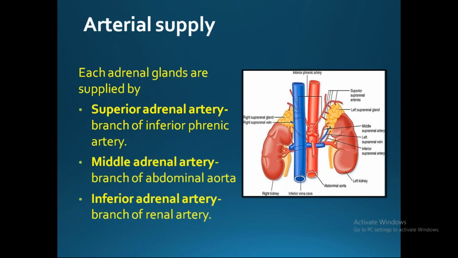Coming to the blood supply. There are three arteries: superior, middle, and inferior adrenal arteries. The superior is a branch of the inferior phrenic artery, the middle is a branch of the abdominal aorta, and the inferior is a branch of the renal artery.